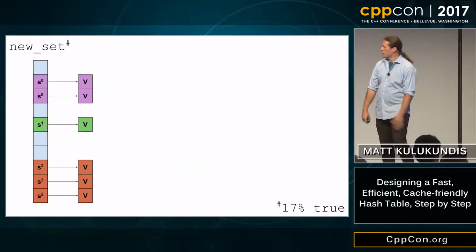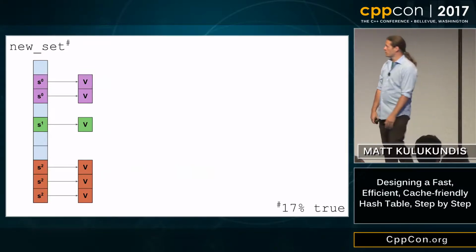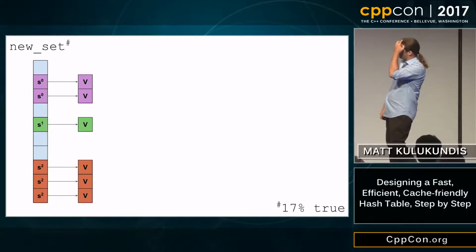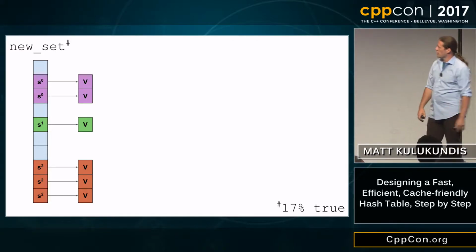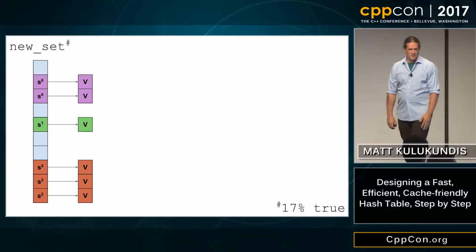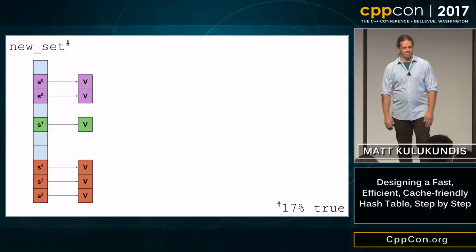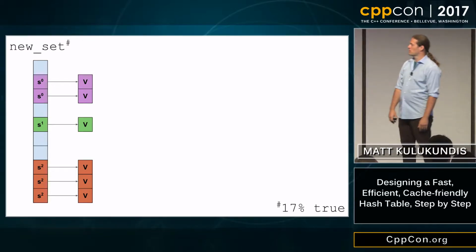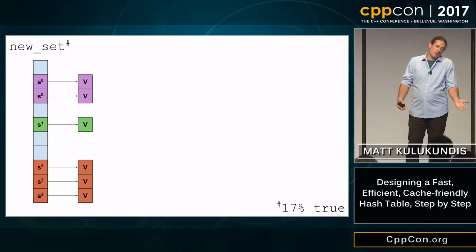So maybe I can do it again, right? What if I remove the pointers? What did I just do? This isn't even a chaining hash table anymore. This is a probing table. This is madness. Or is it?